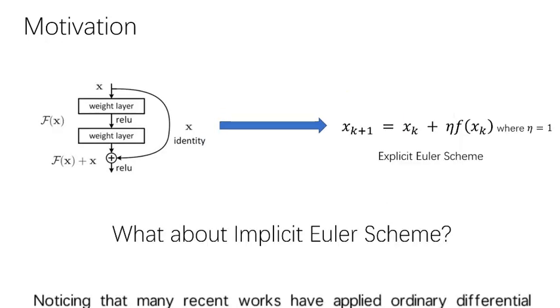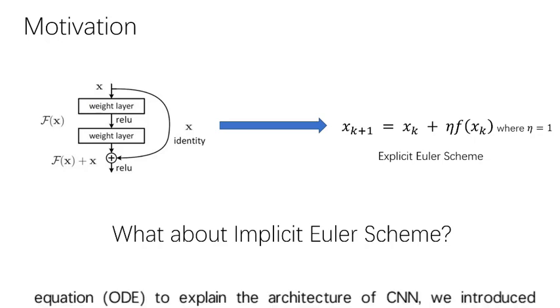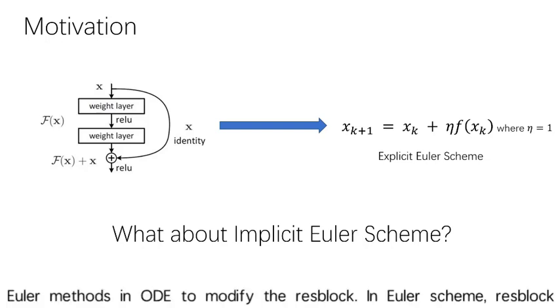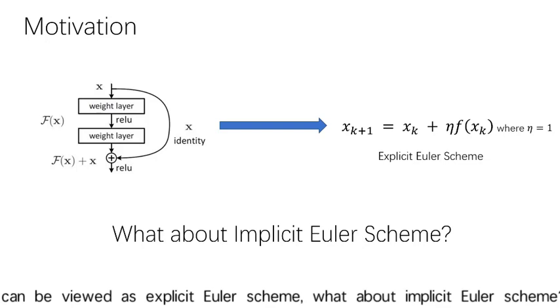Noticing that many recent works have applied ordinary differential equations (ODE) to explain the architecture of CNN, we introduced the Euler method in ODE to modify the ResBlock. In Euler scheme, ResBlock can be viewed as the explicit Euler scheme. So what about the implicit Euler scheme?